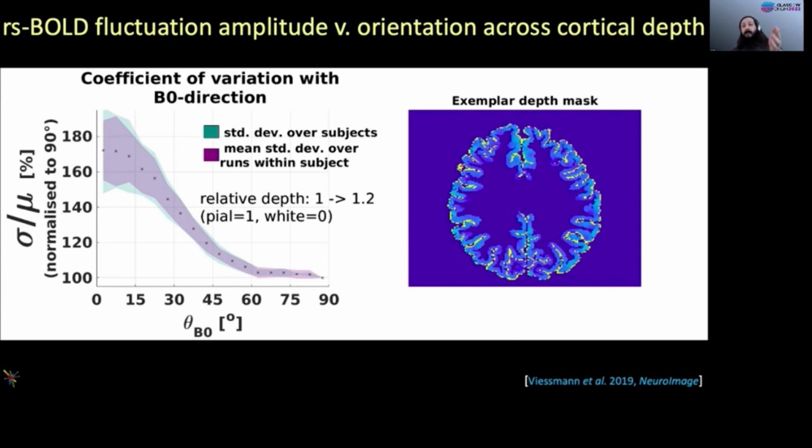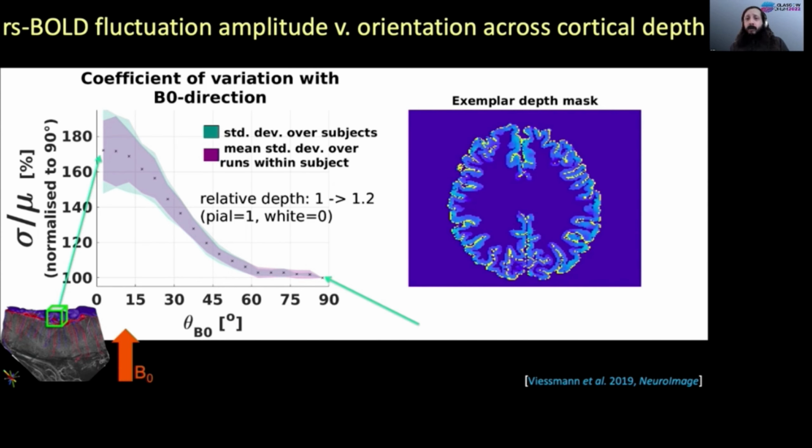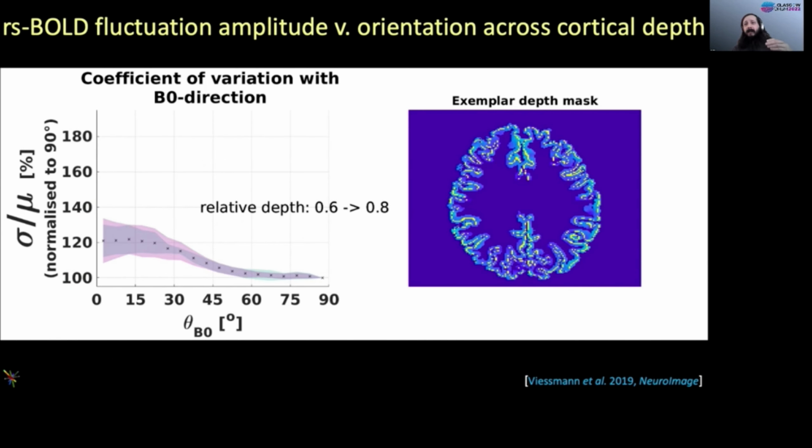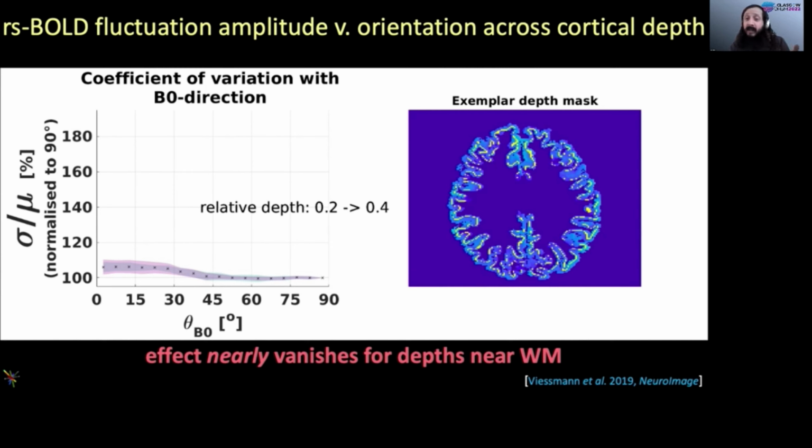So here we see from voxels sampling near to the pial surface, as shown in the yellow mask on the right, that the resting state BOLD fluctuations were 70% larger in cortical locations where the cortex is parallel to B0 compared to locations where it's perpendicular. So this is a strong effect. And as we considered voxels deeper into the cortex, further away from those large pial veins, we saw that the orientation effect started to melt away, as expected. And the effect nearly vanishes for depths near the middle of the cortex, only about a 10% effect there.